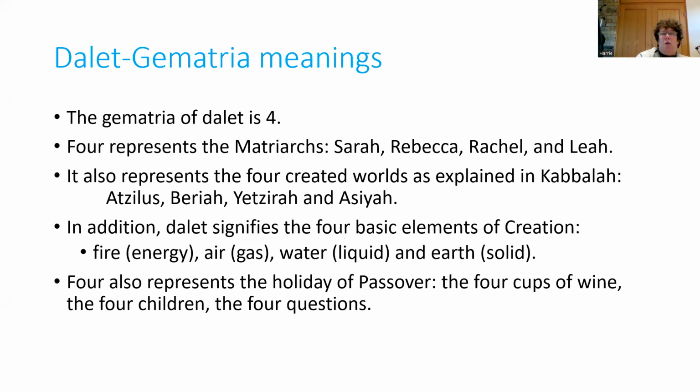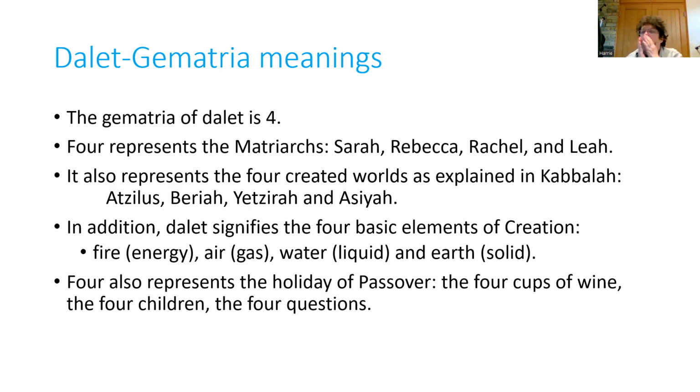There are lots of meanings of Dalet, gematria meanings, because 4 represents lots and lots of things. One of the things it represents is the matriarchs. I always say, before you study Kabbalah and deep mysticism, you should know who the matriarchs and patriarchs are. You should have read the Bible, at least the Torah. The 4 matriarchs, Sarah, Rebecca, Rachel, and Leah, and they have stories to them. It also represents the 4 created worlds that are explained in Kabbalah: Atzilut, Beriah, Yetzirah, and Asiyah, and I'll mention those again in a moment.